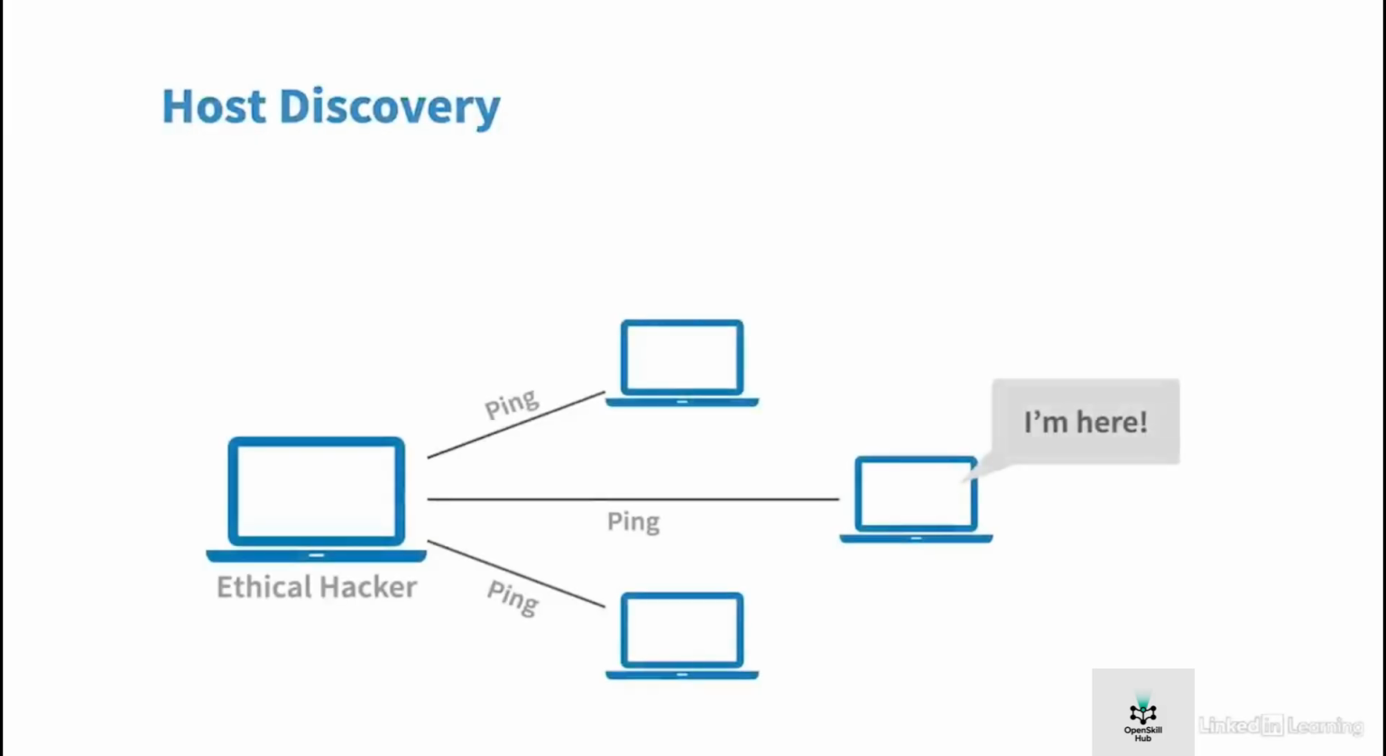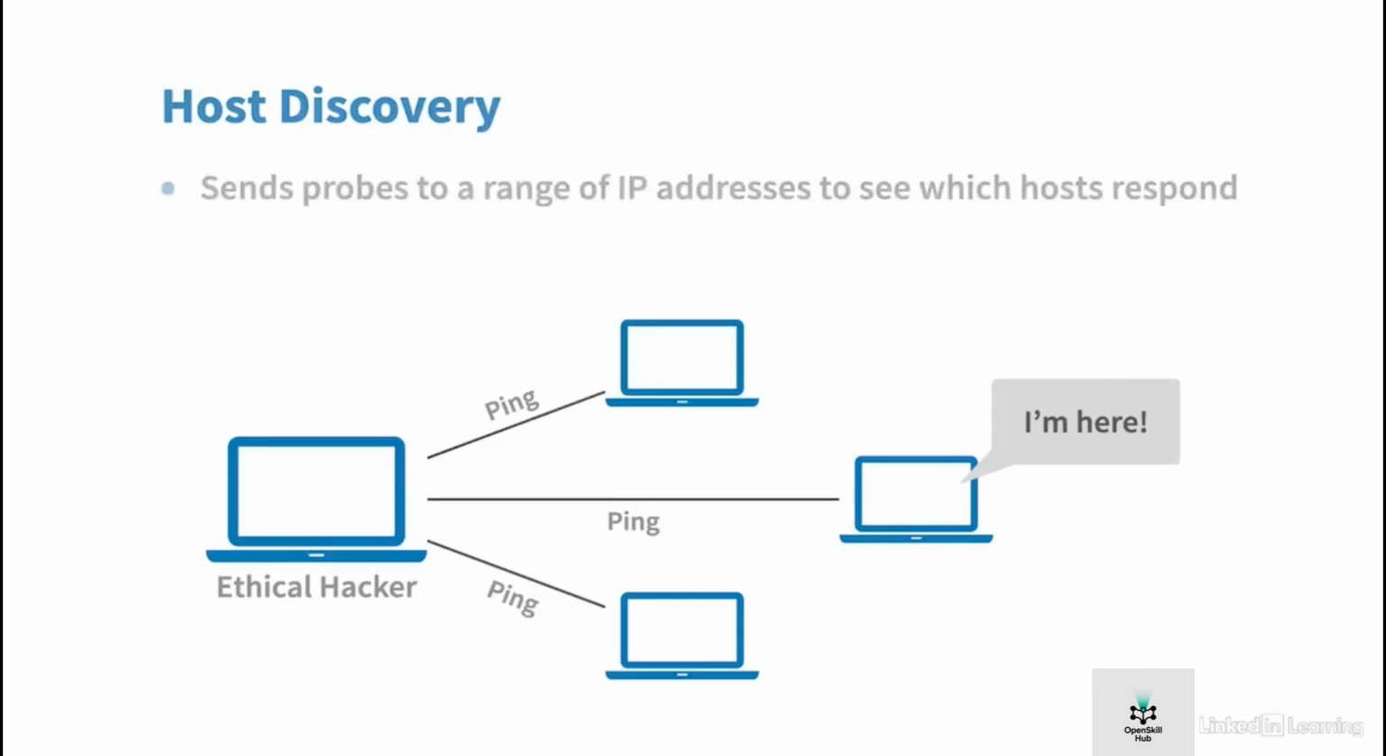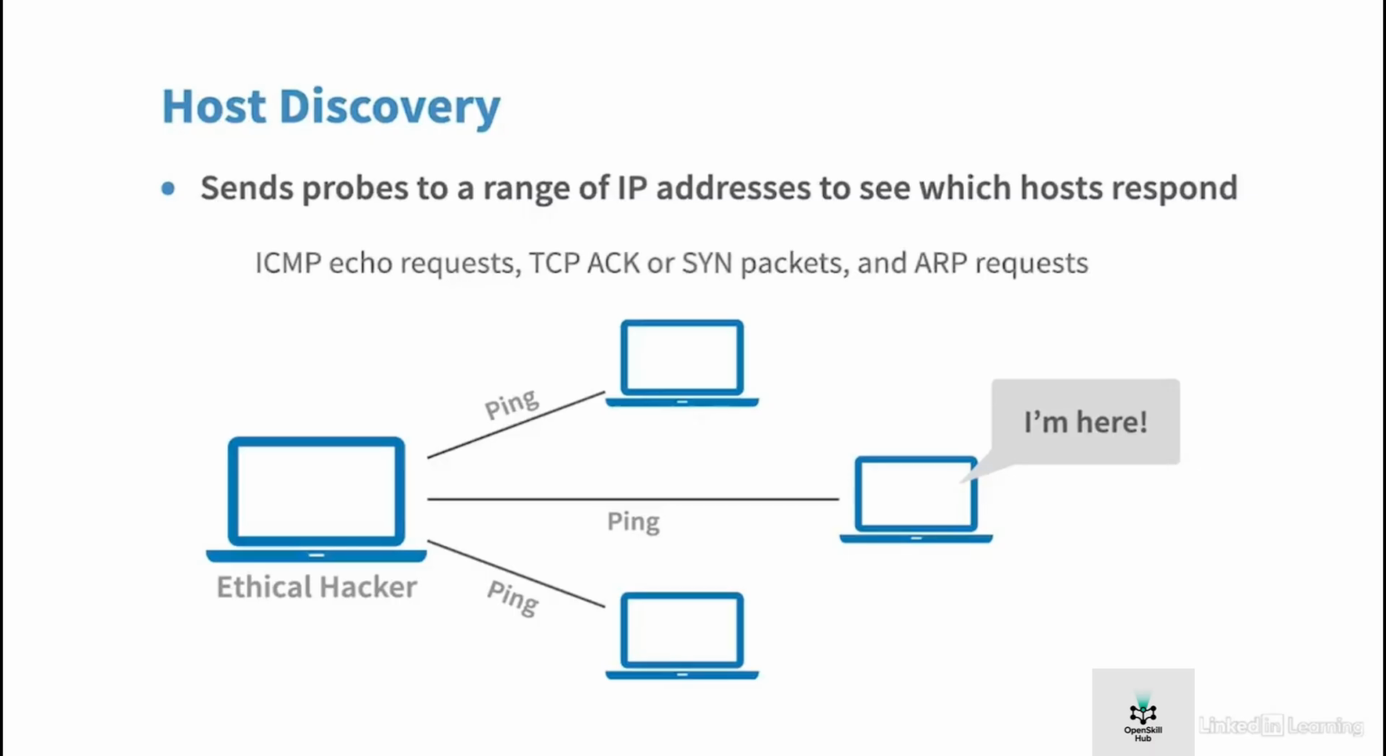Typically, network scanning begins with host discovery, which identifies active devices on a network. This is done by sending probes to a range of IP addresses to see which hosts will respond. Some common methods for host discovery include ICMP echo requests or ping scans, TCP ACK or SYN packets, and ARP requests.